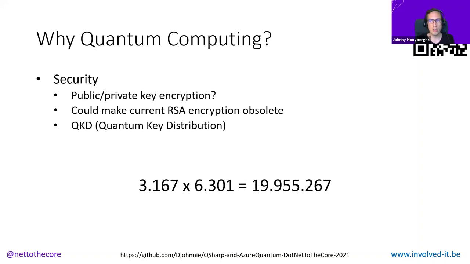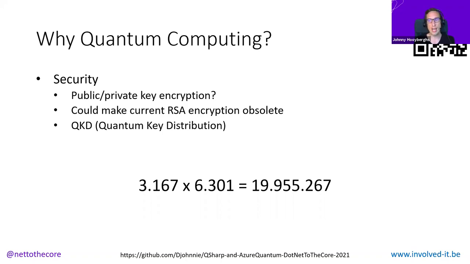If you really dumb it down, the way public-private key encryption works is that you take two extremely large prime numbers, and you multiply them together to get an even larger number. Basically, the very large number that you get as a result is your public key, and the two separate prime numbers is your private key. When you have the private key, you can decrypt data. From your private key, you can very easily create a public key. You just multiply those two numbers together. That is something that computers today can easily do.